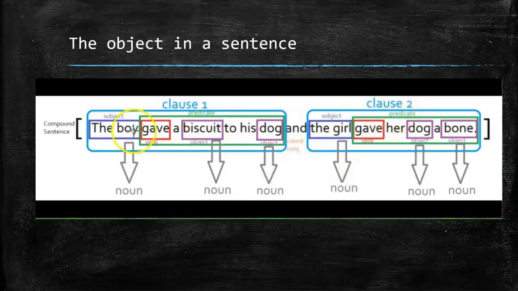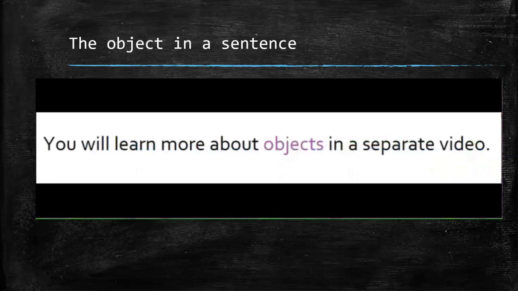Let's take a look at the second clause in this sentence. Same thing. We know that gave is a verb, so girl, which is the noun in front of the verb, is the subject of this verb. And then here we have dog and we have bone. Both of them are nouns, but they are located after the verb. Therefore, we call them objects. Objects definitely play a role in grammar, but it is not something that we will deal with in this video. You will learn more about objects in a separate video.